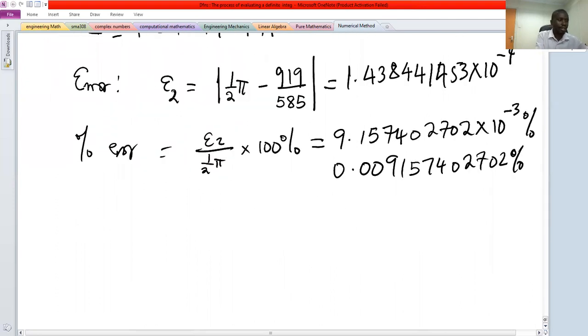Now, the remaining part 3 and part 4 will be done in the next session. So please watch the next session to see the solution for those two parts, 3 and 4.